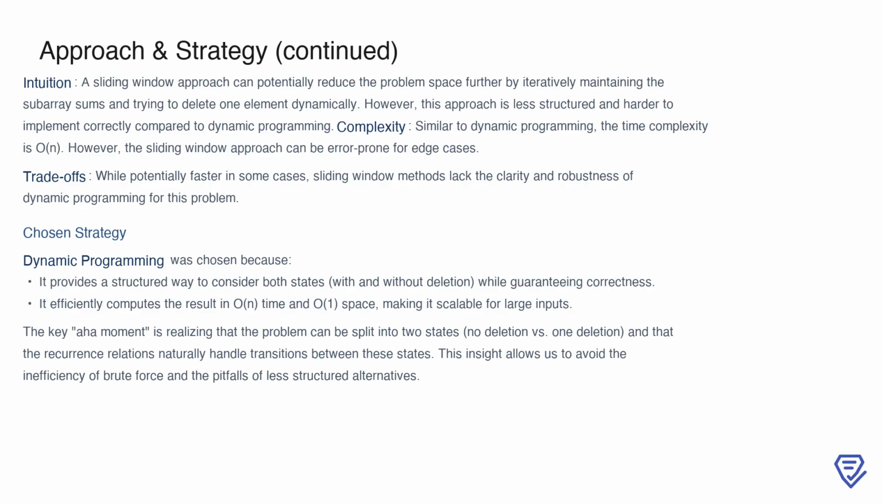In light of these limitations, dynamic programming stands out as the more reliable method for solving this problem. It provides a structured way to account for both states, subarrays with and without deletions, while guaranteeing correctness. The key insight is recognizing that the problem can be naturally divided into these two states, and the recurrence relations handle their transitions seamlessly. This realization eliminates the inefficiencies of brute force and the potential pitfalls of sliding window techniques.